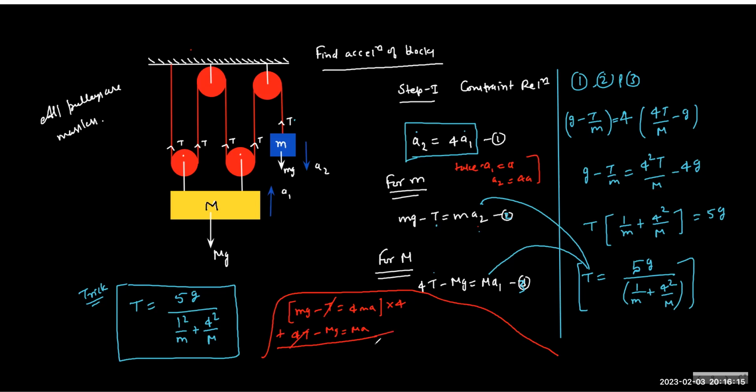I'm done. And then this is easy to solve, because this is 4 small m g minus capital M g. And then this is (16m plus capital M) into a. See, I can get a directly from here. Quite easy. So a is how much? (4m minus capital M) by (capital M plus 16m) into g. So this is how you get the answer.